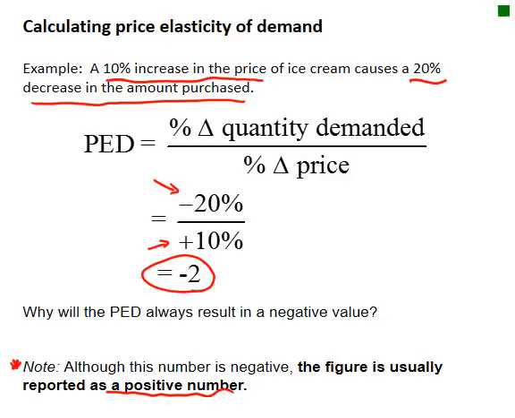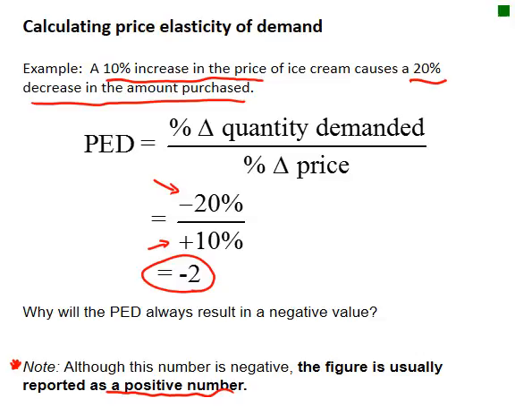So calculating the price elasticity of demand. Again, there's the formula, percentage change in quantity demanded to a percentage change in price. And here we have a 10% increase in the price of ice cream and a 20% decrease in the amount purchased. So in terms of quantity demanded, we know that we have the 20% decrease, hence the negative sign. And in terms of the price increased by 10%, we divide 20% by 10% and we get -2.